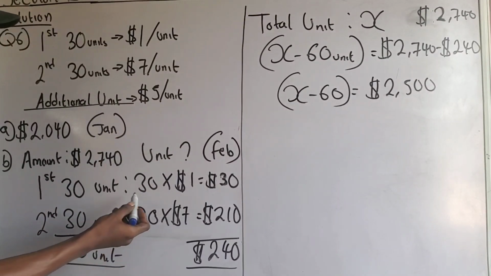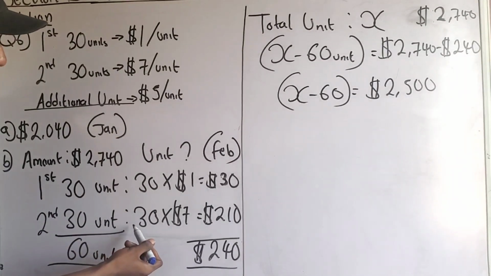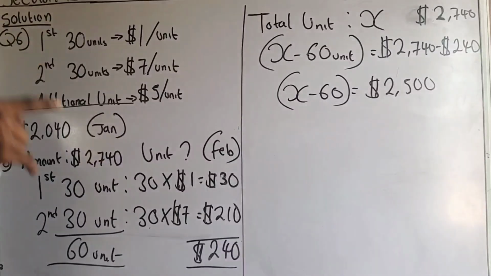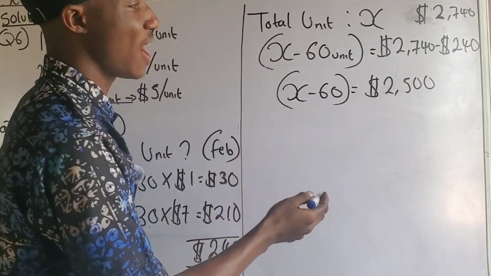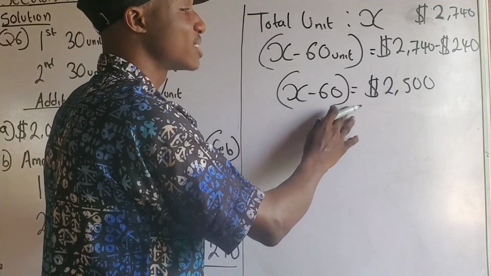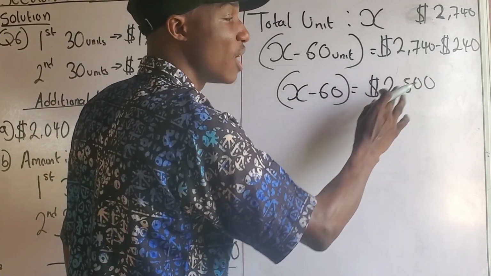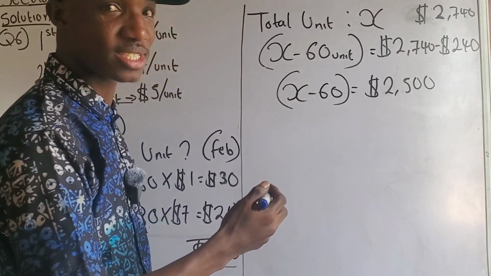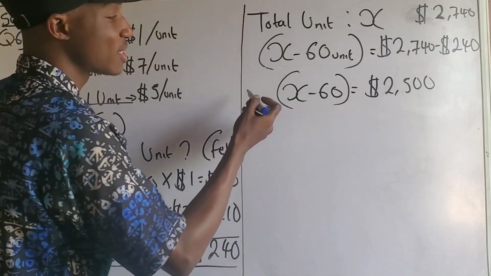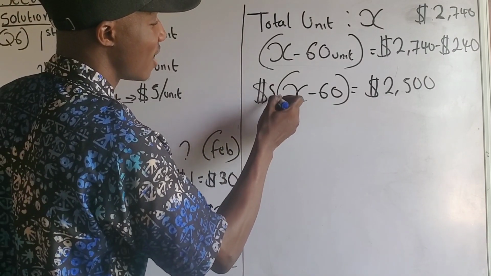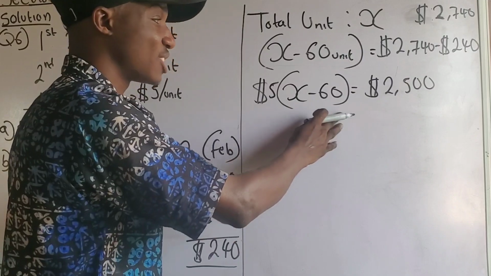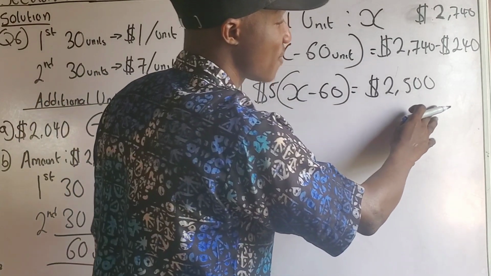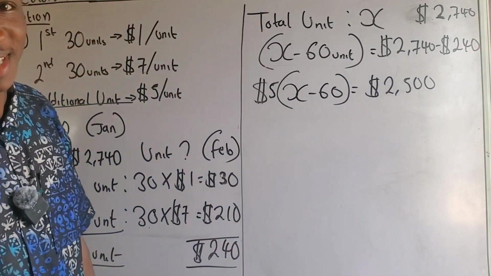Now, Amaka consumed the first 30 units, she consumed the second 30 units. She still consumed additional units. The additional unit is X minus 60 units, you understand? Now, the cost of X minus 60 units is $2,500, you understand? And this cost is $5 multiplied by the additional unit. That is what I'm trying to say. $5 multiplied by the additional unit that she consumed will give us $2,500. Do you get it now?